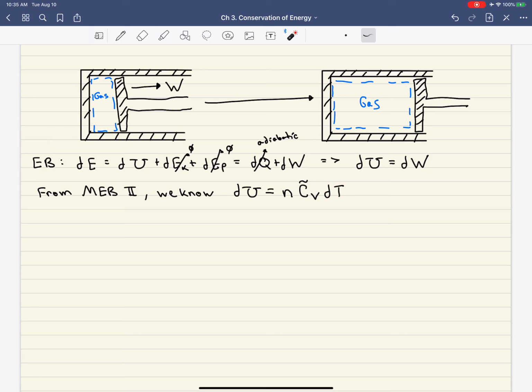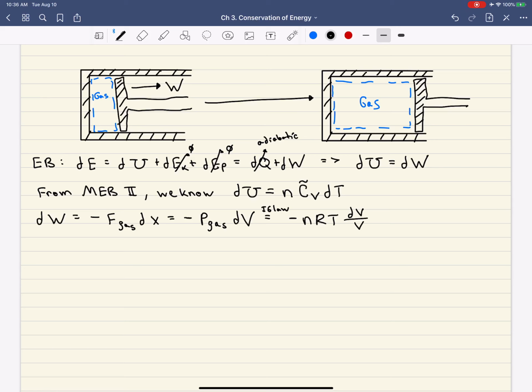Okay. For dW, we could apply the same sort of analysis that we did in the previous video. So dW is equal to F gas dx, which we could relate to the pressure of the gas times the change in volume. And if we apply the ideal gas law, we could just plug in the ideal gas law for pressure. So we've got dV over V.